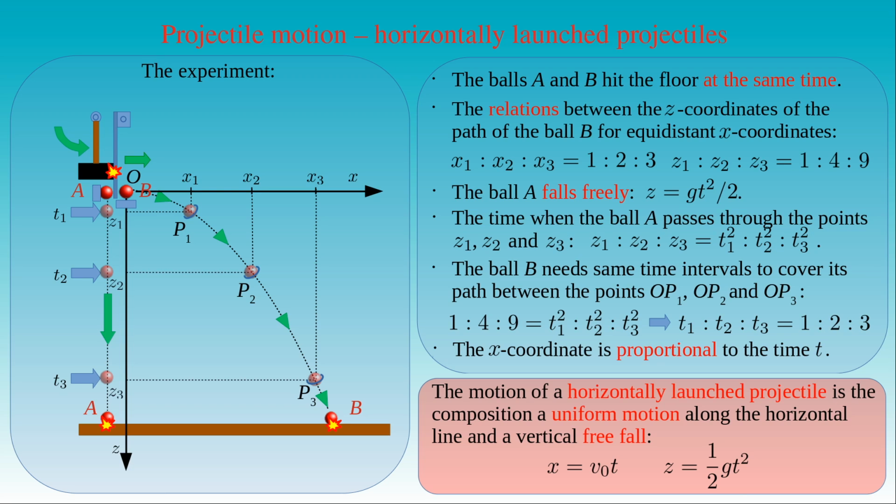If we eliminate the time t from these two equations and solve the result for the coordinate z, then we obtain that the coordinate z is equal to g over 2 times v0 squared times x squared. This is an equation of a parabola located in the xz plane, that is, the path of the projectile is a parabola lying in the vertical plane oriented in the direction of the launch.